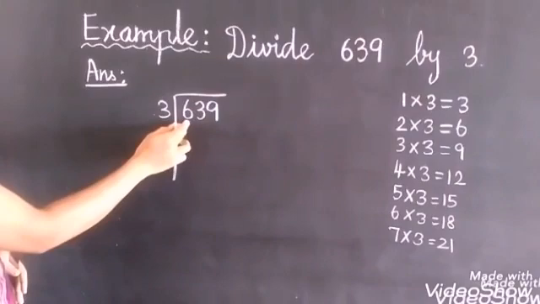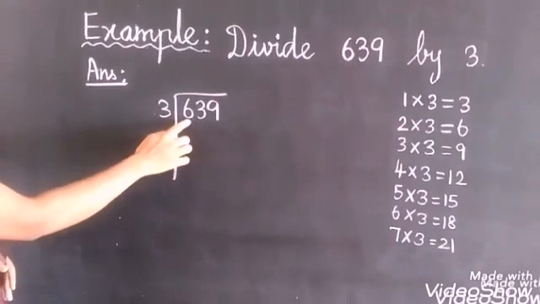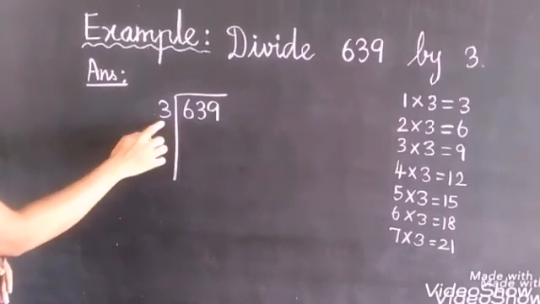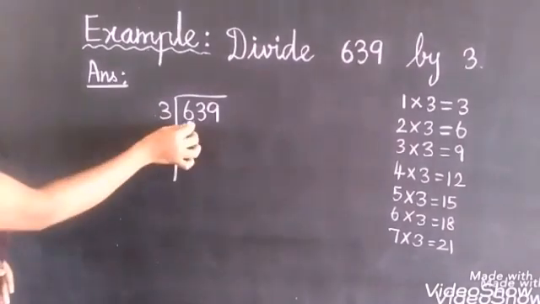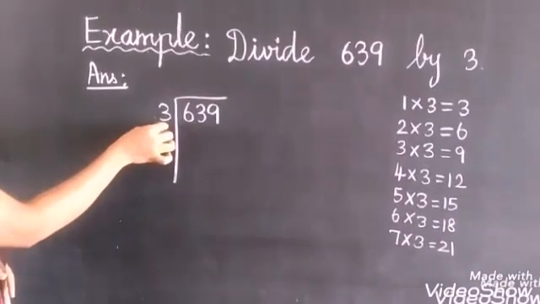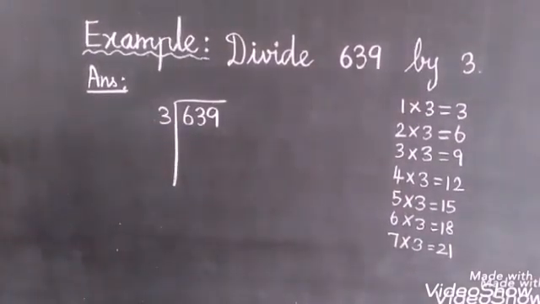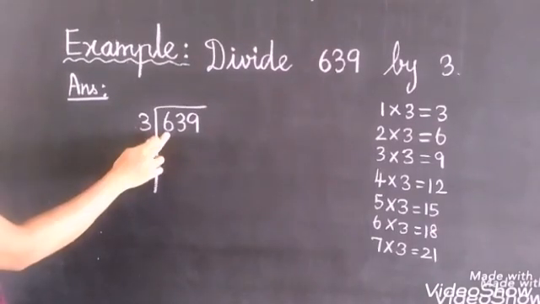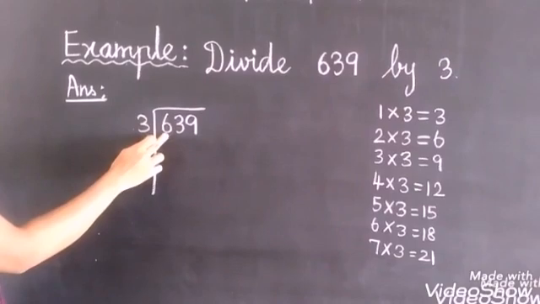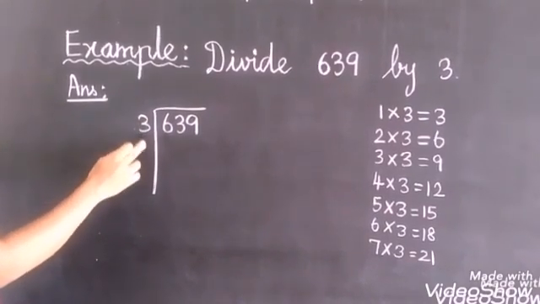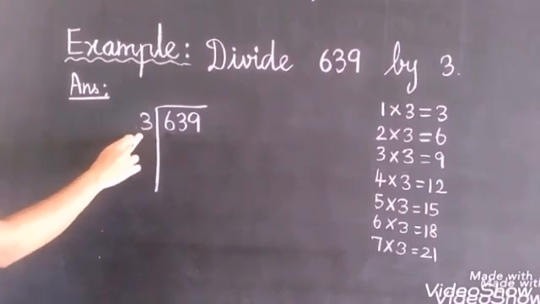Let us consider the first digit in the dividend. Here we have 6. Is 6 a bigger or smaller number compared to 3? Yes, very good. 6 is bigger than the divisor 3, so we can divide 6 by the 3 table. Suppose we had 2 here, then we would have to take the next digit also, because 2 is smaller than 3.